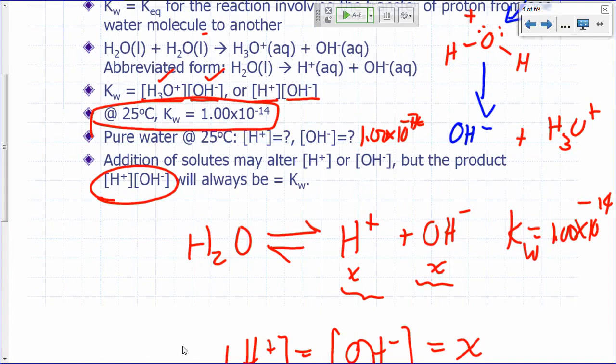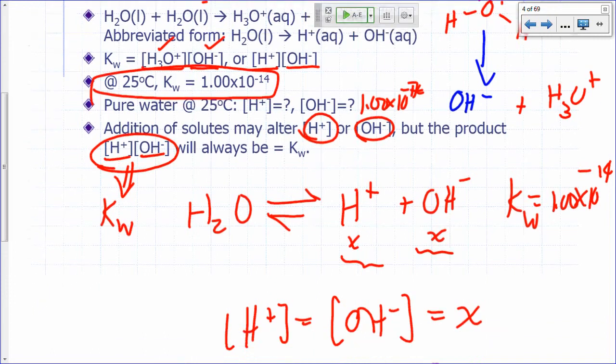Now, if you were to add things to water, contaminate your water, the solids that you add could alter the H plus and the hydroxide concentration. You could be adding something that would produce H plus in water. You call that an acid. You can add something that would produce hydroxide in water. You can call that a base. But the product of H plus times hydroxide must be a constant. That's equal to Kw.